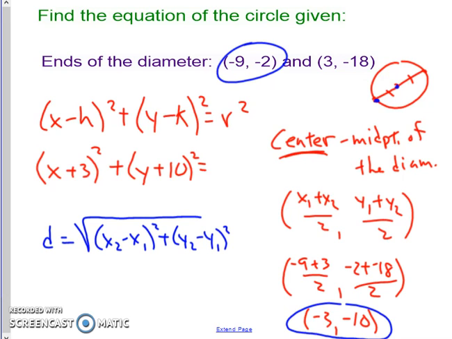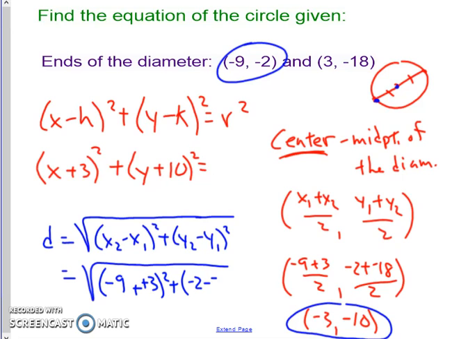And the distance formula is the square root of the quantity x sub 2 minus x sub 1 squared, plus the quantity y sub 2 minus y sub 1 squared. So we substitute that in. Now realize you could do this with the diameter as well and then divide it by 2. Since we already have the center, that's why I chose to do the center in this case. So I'll do negative 9 minus a negative 3 squared, so that would be addition there. Then we have negative 2 minus a negative 10, which again would be addition.